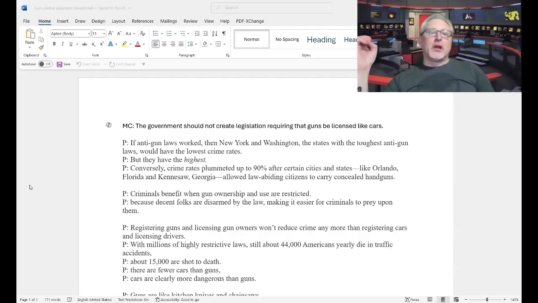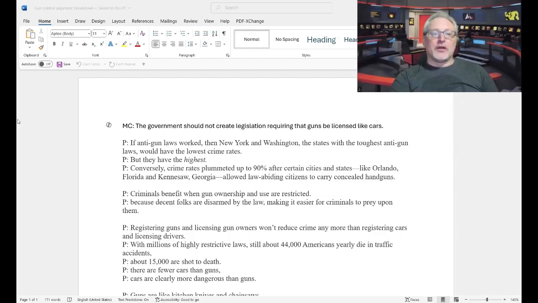Taking it from the top, if anti-gun laws worked, then New York and Washington, the states with the toughest anti-gun laws, would have the lowest crime rates. But they have the highest. Conversely, crimes plummeted up to 90% after certain cities and states like Orlando, Florida, and Kennesaw, Georgia, allowed law-abiding citizens to carry concealed handguns. I said before that the first statement has an if-then structure, which frequently indicates premise and sometimes indicates that we're dealing with a deductive argument.